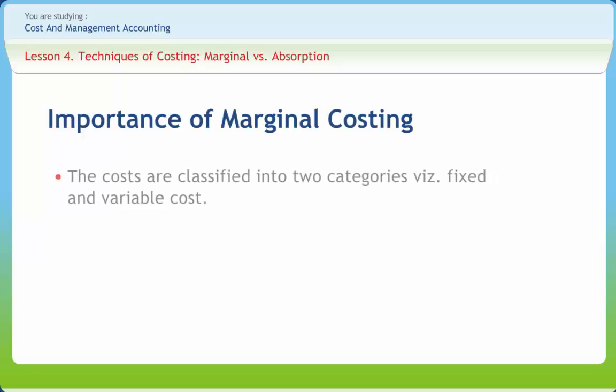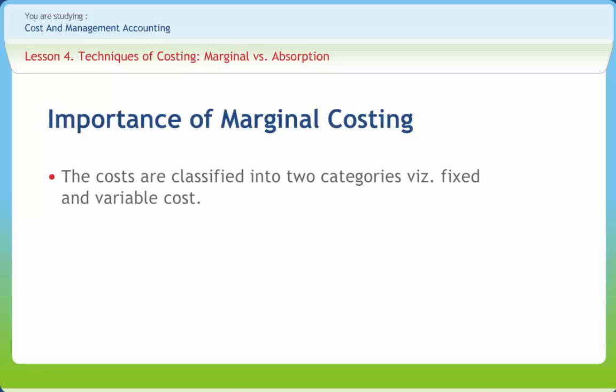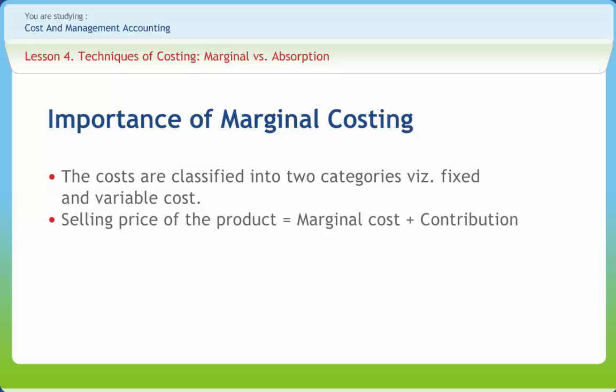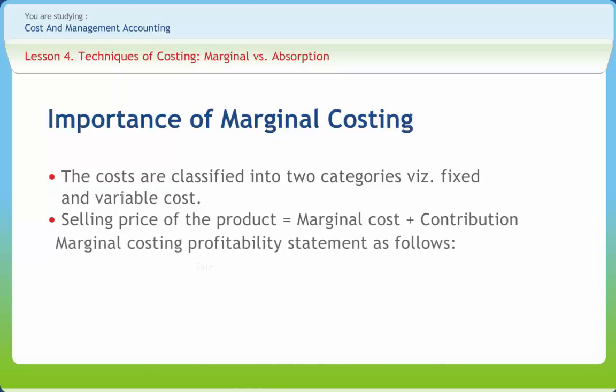The costs are classified into two categories, that is, fixed and variable cost. Variable cost per unit is considered as marginal cost of the product. Fixed costs are charged against contribution of the transaction. Selling price of the product equals marginal cost plus contribution. Marginal costing profitability statement is shown on the screen.